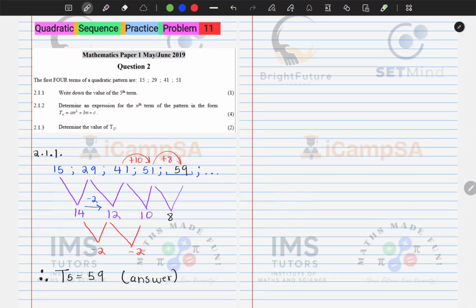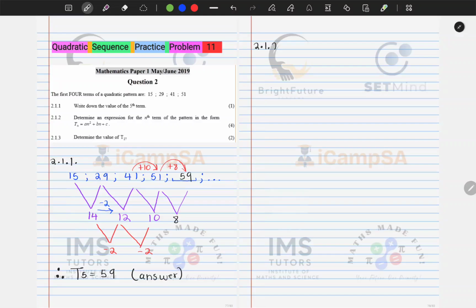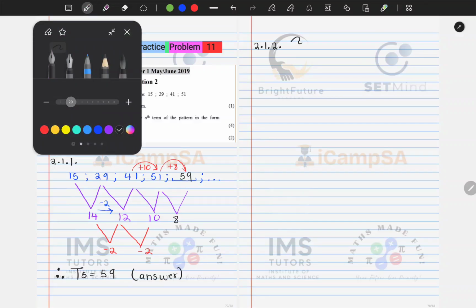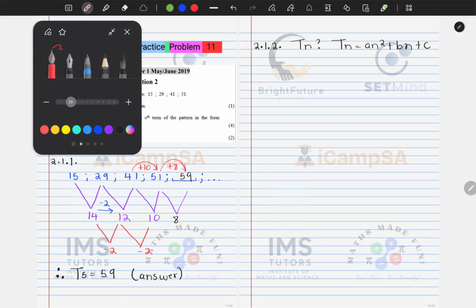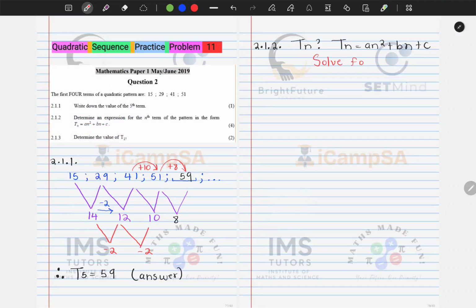Okay, done with that. Let's have a look at the next one, 2.1.2. We are required to determine the expression for the nth term. What we are required to do is to figure out what is Tn. And we know that in standard form, Tn is an squared plus bn plus c. The first thing that we need to solve for is a. How do we solve for a? Well, we take 2a and equate it to the second difference. So 2a equals -2, so we can solve for a easily by dividing by 2. So the value of a which we obtain will be -1.